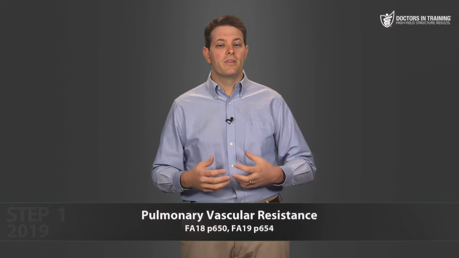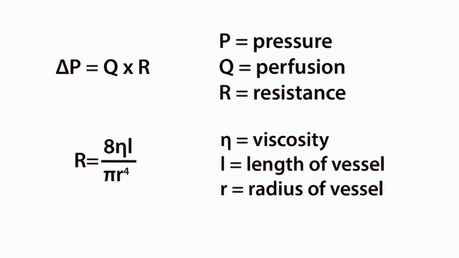So let's talk about what determines the resistance in the pulmonary vasculature. There's an equation, delta P equals Q times R, where delta P is the change in pressure, Q is the perfusion, or the rate of flow through the vessel, and R is the resistance. And we'll see this in the cardiovascular system when we talk about systemic vascular resistance. So it's PQR, delta P equals Q times R. And the resistance, R, equals 8 times the viscosity times the length of the vessel divided by pi times the radius to the fourth. And this formula for resistance works not only for resistance of blood vessels, but it also works for the resistance of air going through the airways as well.